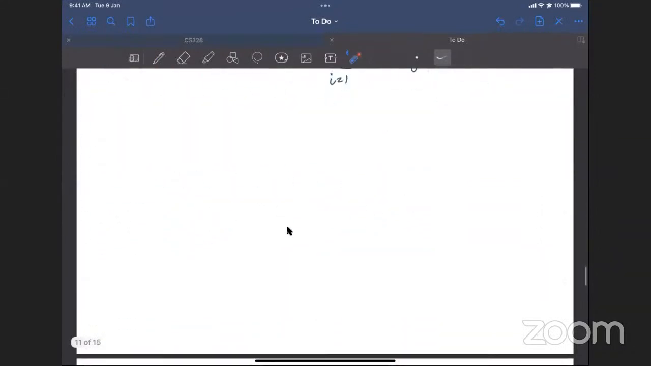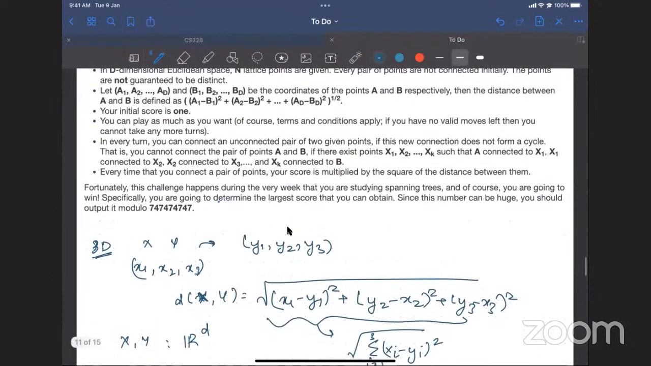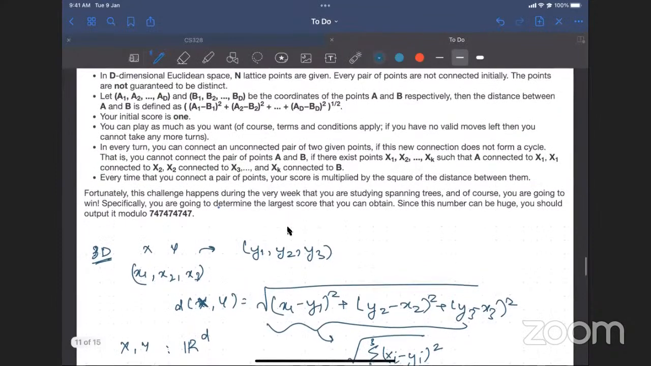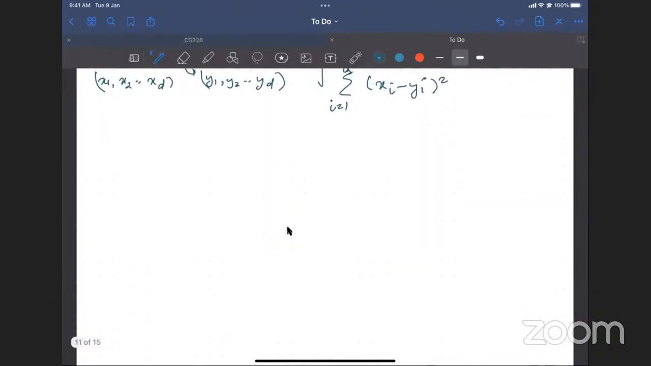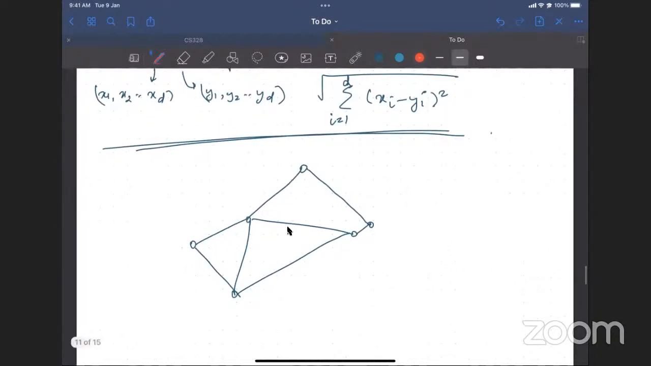Now we want to maximize our score, right? So our initial score is 1, and then you want to maximize the score. Okay. So consider a graph something like this. And then what do you think? Because you want to maximize the score, what do you think will be the weight of the edges? Or would it be weightless?